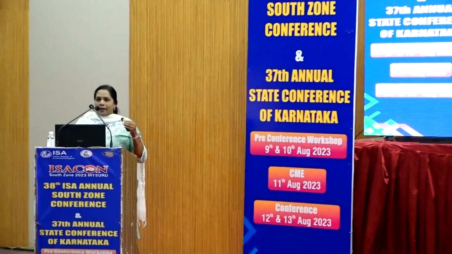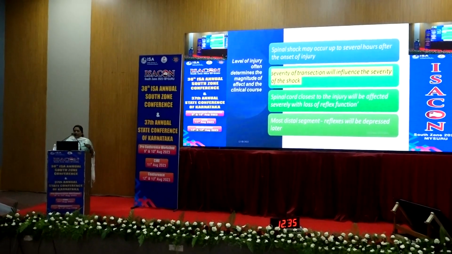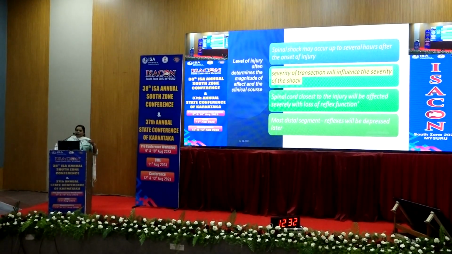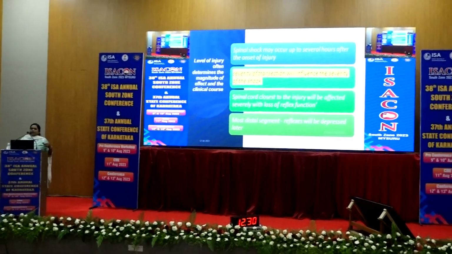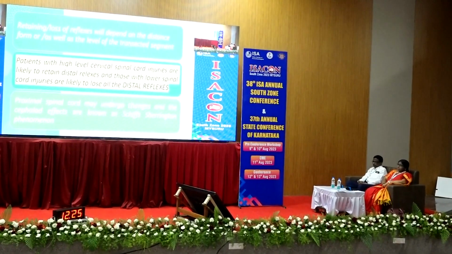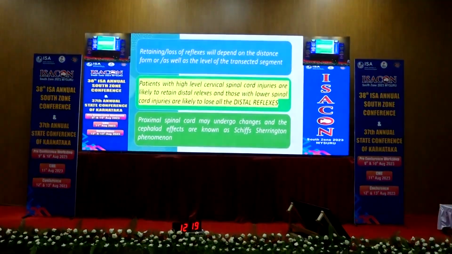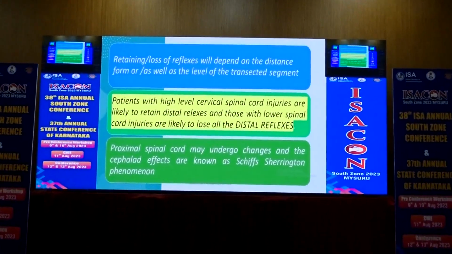So what is of more interest to us is that we need to know the level of injury, which will determine the magnitude of the shock as well as how the clinical course will follow further. The severity of transection is going to influence the severity of shock, and the spinal cord closest to the injury will be affected initially very severely, and there will be loss of reflex function. And in the most distal segments, the reflexes will be depressed a little later. So a patient with a high cervical spinal cord injury is likely to retain their distal reflexes, and those with lower spinal cord injuries are likely to lose all their distal reflexes.